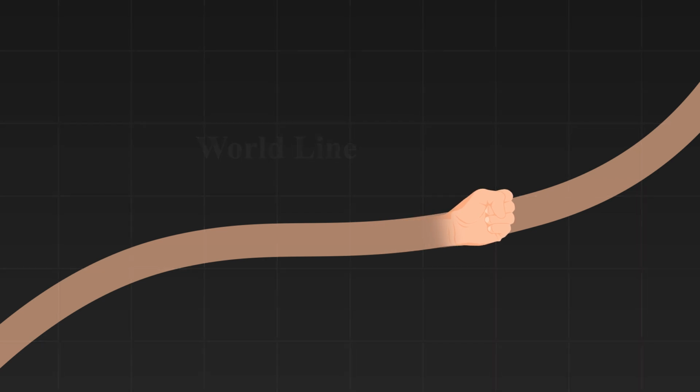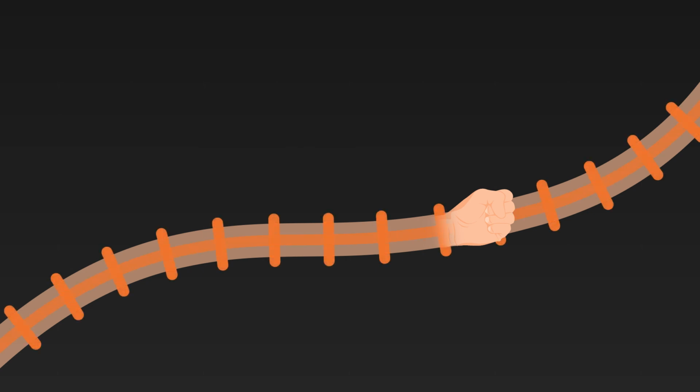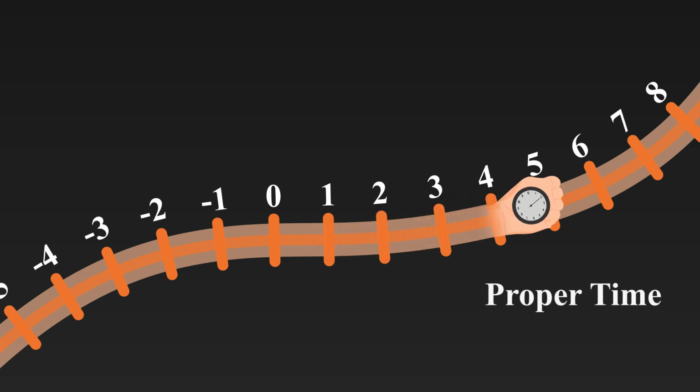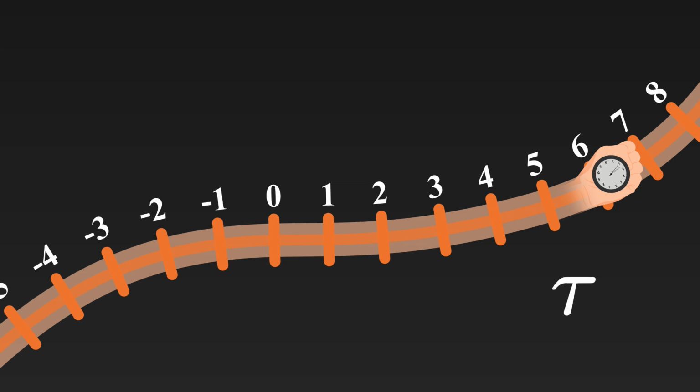To understand this world line, we first divide it into small intervals with equal length. After selecting one point as the origin, we can number these intervals sequentially, which forms a graduation on the line. When the fist passes a number, its clock advances one tick. The clock of the fist measures the time that governs its internal evolution, known as its proper time. From now on, we use the Greek letter tau to indicate proper time.